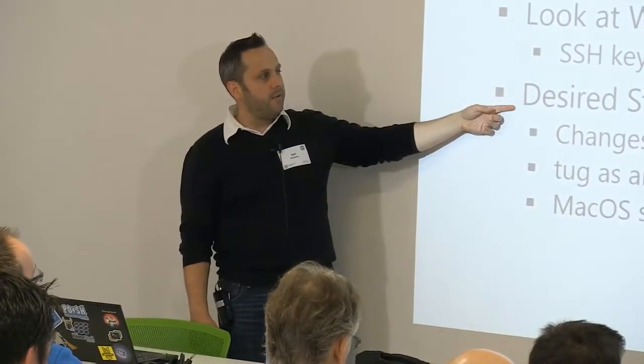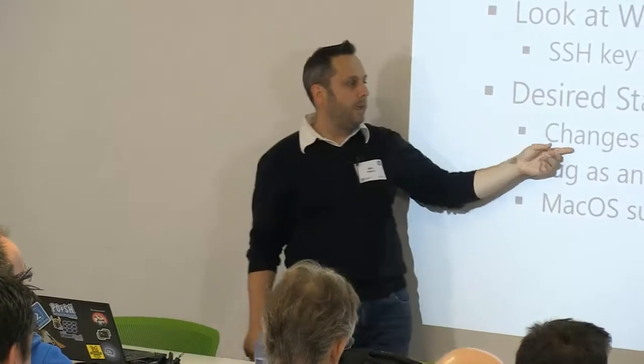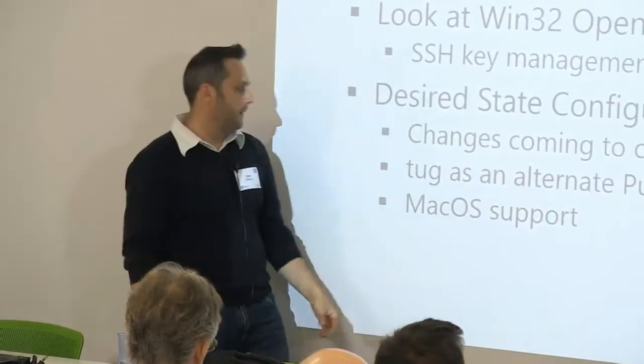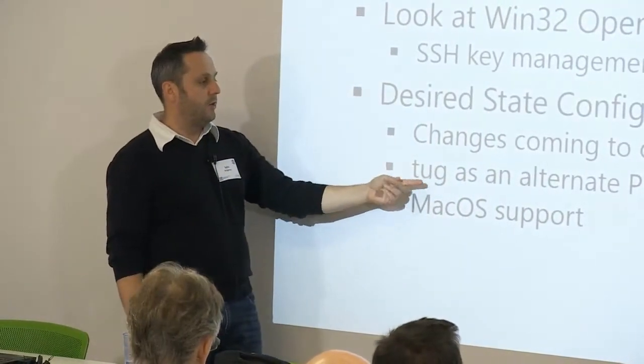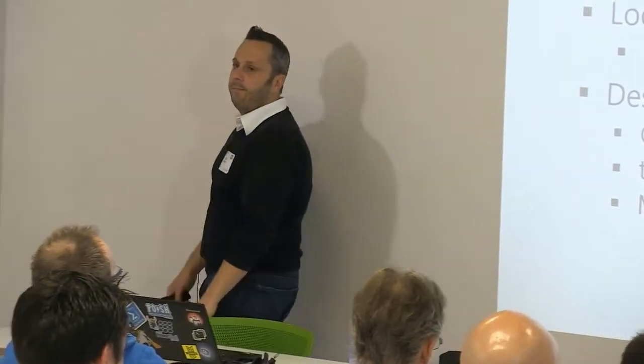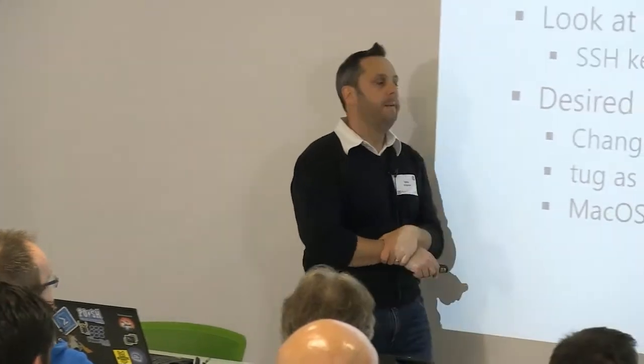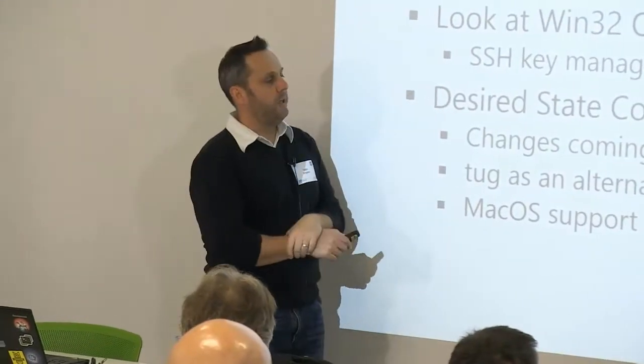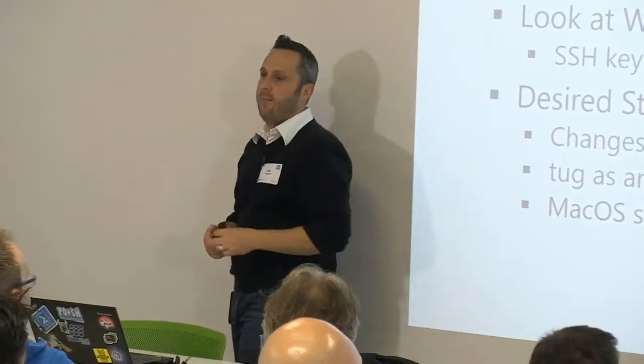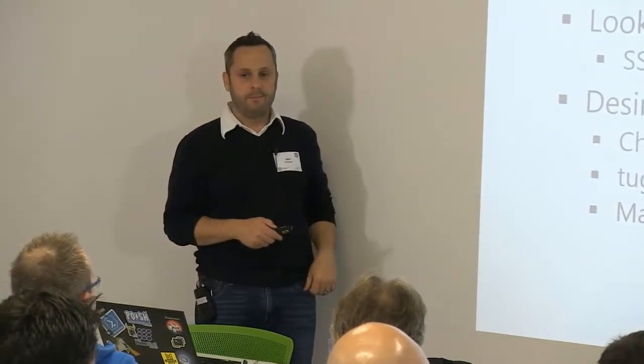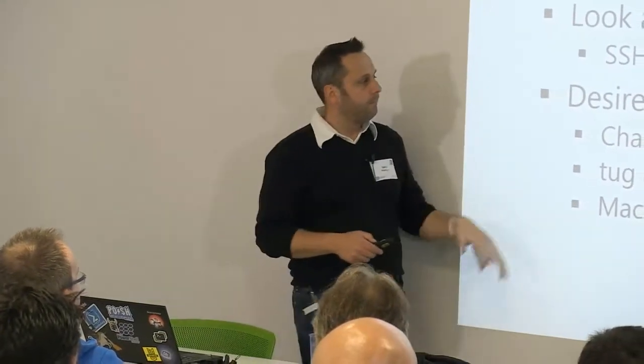And Desired State Configuration Core. There are changes coming to the core resources. I suggest you look at Tug as an alternative for the PowerShell pull server. Microsoft don't seem to want to be doing any development on the one that's bundled. If you do want a proper pull server, you know what they'll say, go and use Azure DSC or Automation DSC. Go and pay $5 a month for it per node.